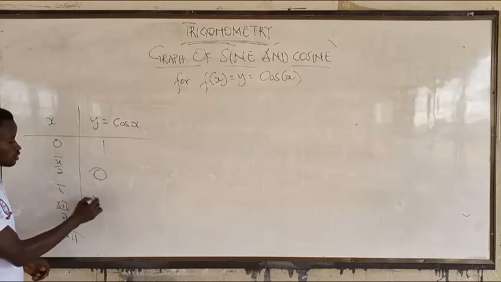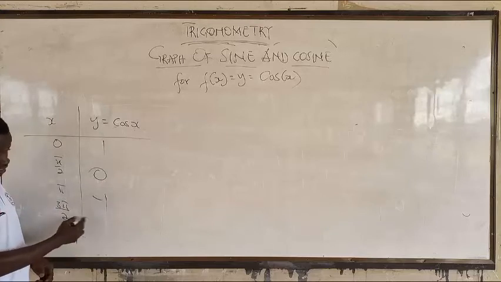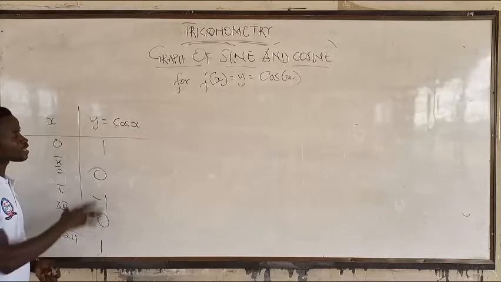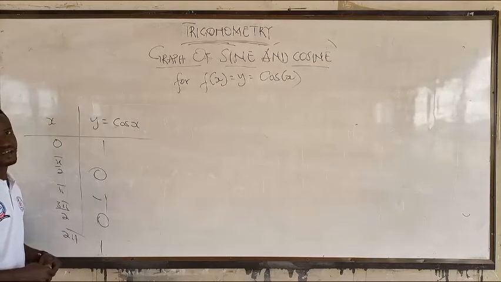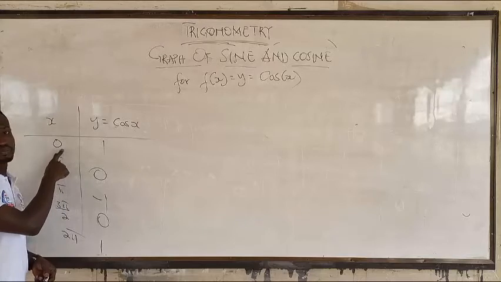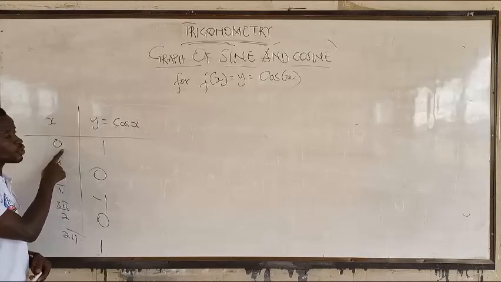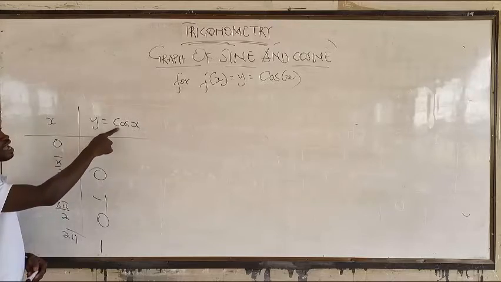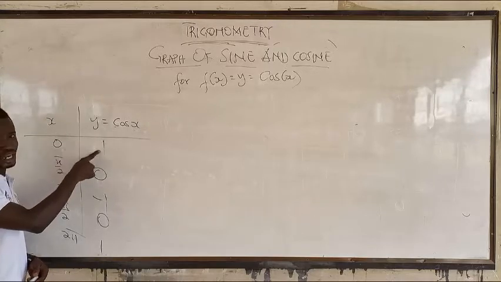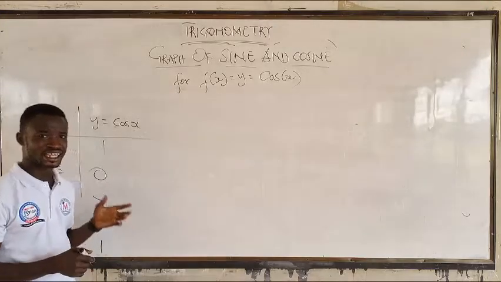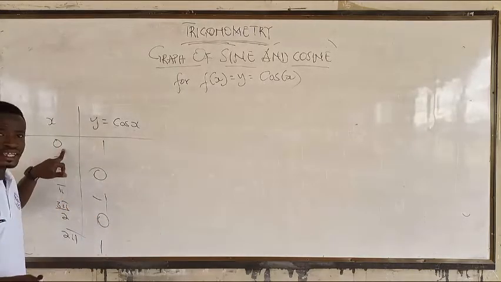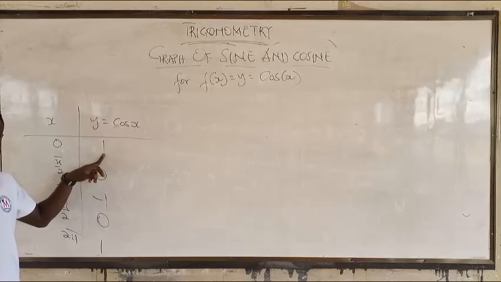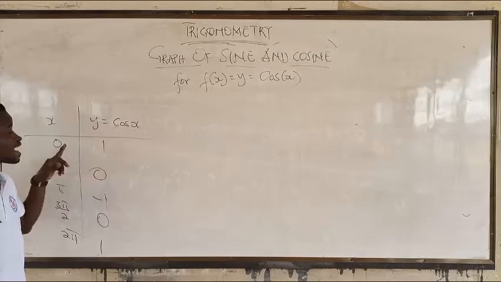Cos pi is going to give you negative 1, and this is going to give you 0 and 1. Now, you can realize from the table that when you plug in 0 for sine, you are going to get 0. But you can see that here the cos is giving us 1. So for cosine, when you plug in 0, the output is 1. For sine, it is 0, 0.